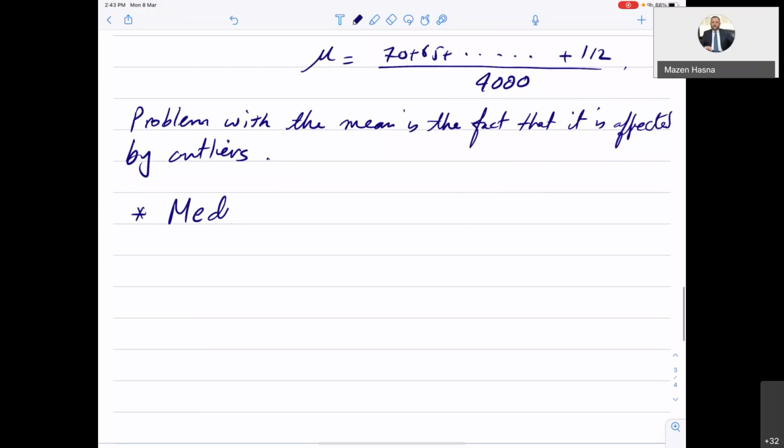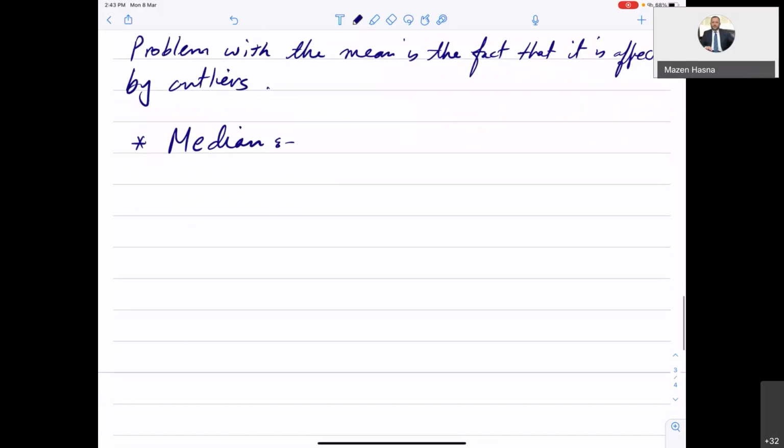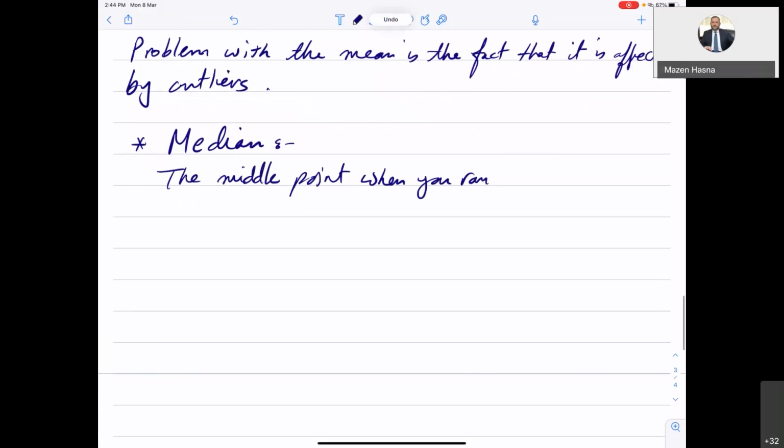Median is simply, I'm not sure if you used it before, the middle point when you rank your values. So when you rank your values from smallest to largest, the middle point is the median.